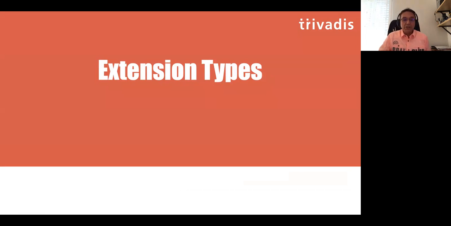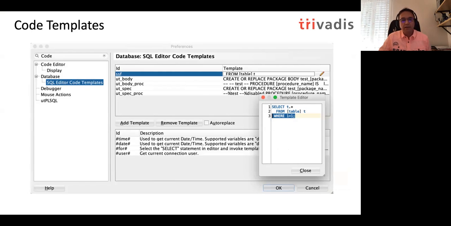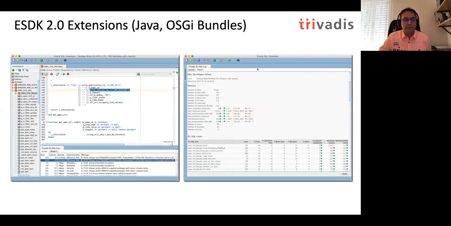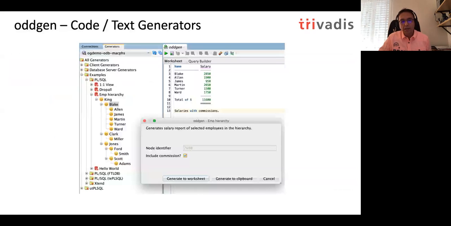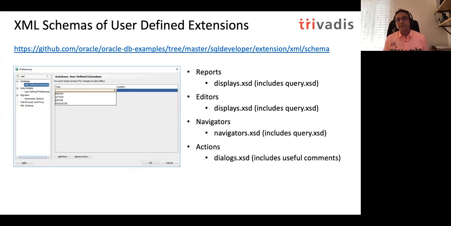It's about extensions, and there are a lot of extension possibilities in SQL Developer. You can add snippets, you can add code templates, you can add Java extensions, you can write everything you want. You can add code generators, but this is not the topic of this talk. Could be other talks, but I don't have enough time to cover everything. The topic is user-defined extensions in SQL Developer, and you write them based on XML.